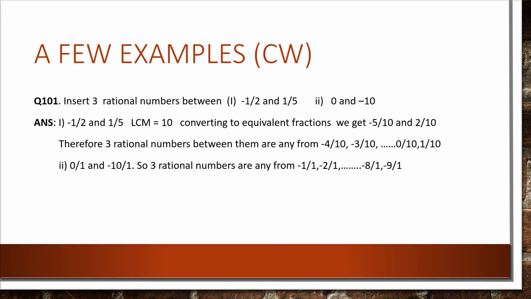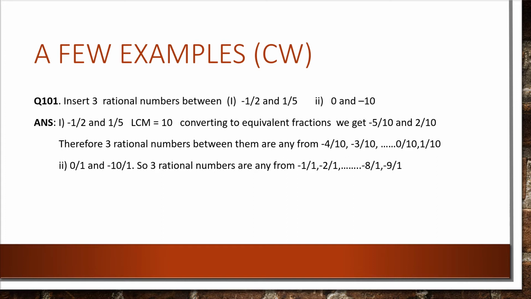So if I want to insert three rational numbers between them, that means I need to choose integers which lie between -5 and 2. So my answer can be any of the following, that is -4/10, -3/10, -2/10, -1/10, 0/10 and 1/10. So these are the numbers between -5/10 and 2/10. So any three from these can be your answer.